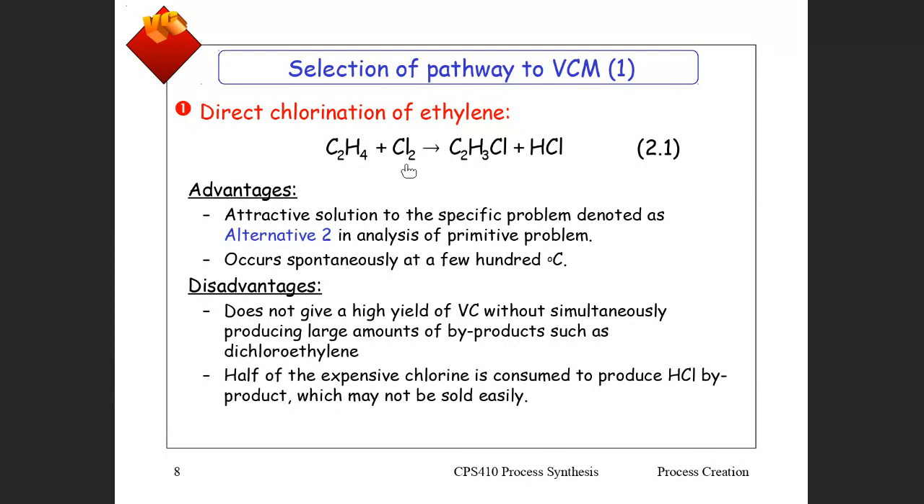So this one, it's a nice easy reaction. It occurs spontaneously at a few hundred degrees C. The disadvantage is it doesn't give a high yield of vinyl chloride without simultaneously producing large amounts of byproducts such as dichloroethylene. Now that's a double bonded dichloro. Half of the expense of chlorine.